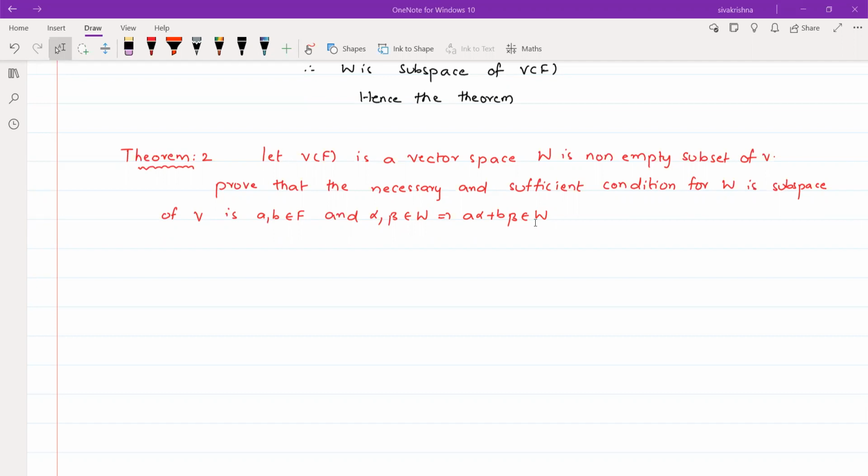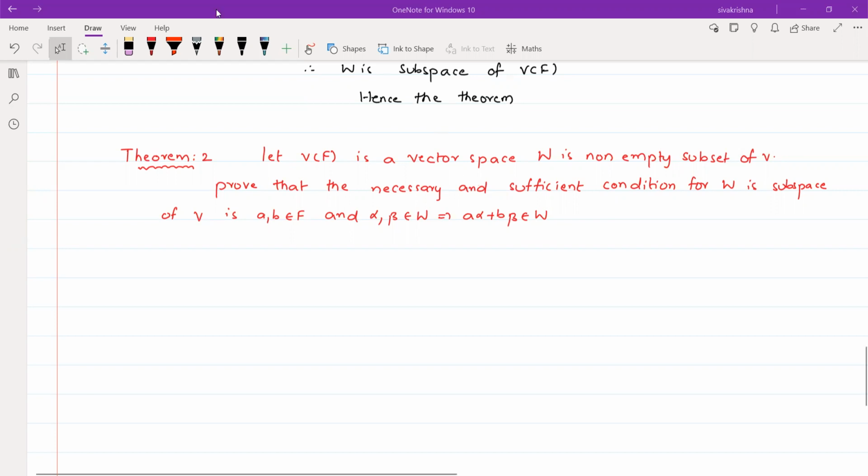So the first statement is W is a subspace of V. And the second statement is a, b belong to F and alpha, beta belong to W implies a alpha plus b beta belongs to W. So we have to suppose the first condition and prove the second condition. While in the converse part, we have to suppose the second condition, and with the help of the second condition, we have to prove the first condition. So this is what we have to prove in this theorem.